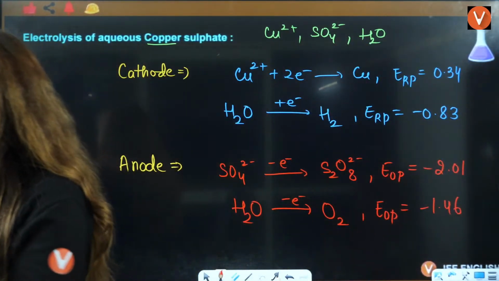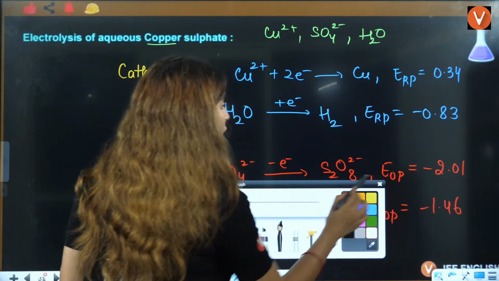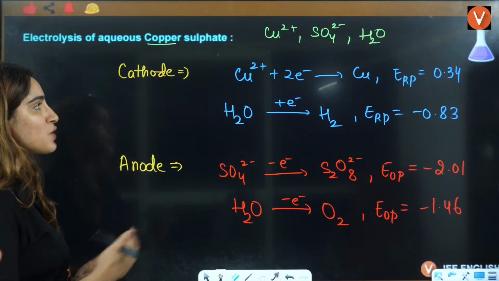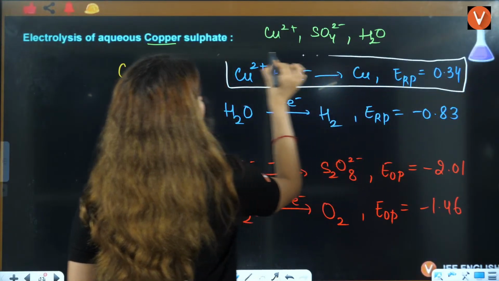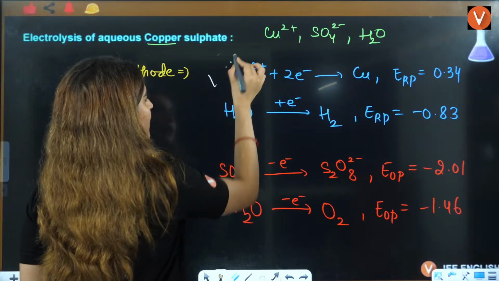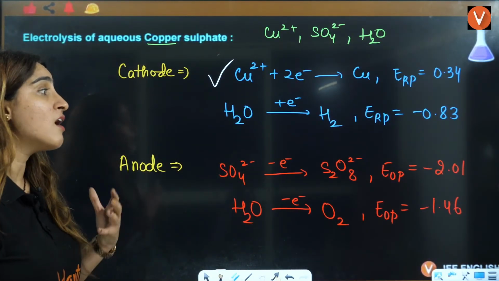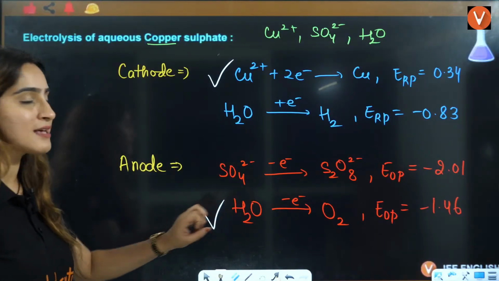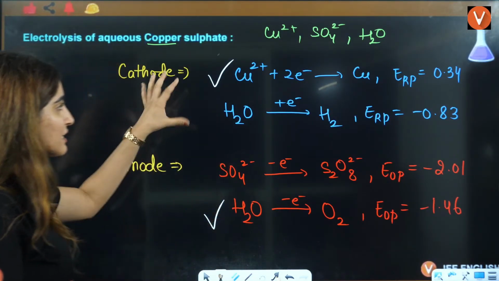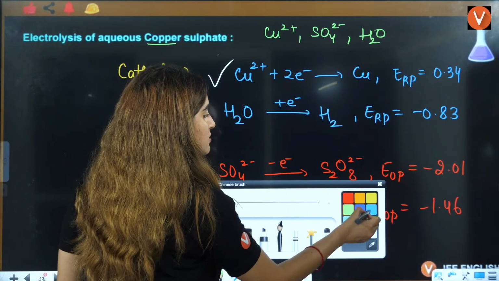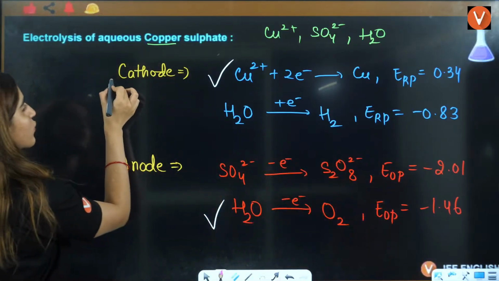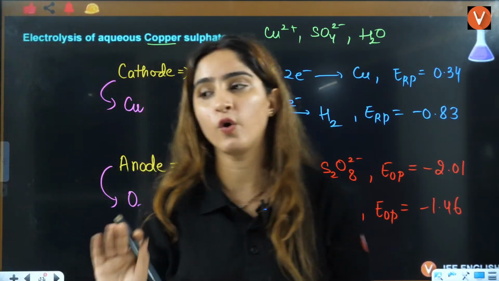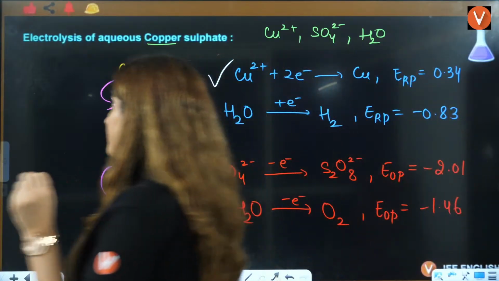Now tell me which of the following is actually on the side where we can say that high reduction potential is there. So can I say this one has the high reduction potential? Definitely. What about this one, which has high oxidation potential? That is the reason what will happen here. In the answer, at the cathode, copper will be deposited, and on the anode, oxygen will be liberated. That's how you choose the products.